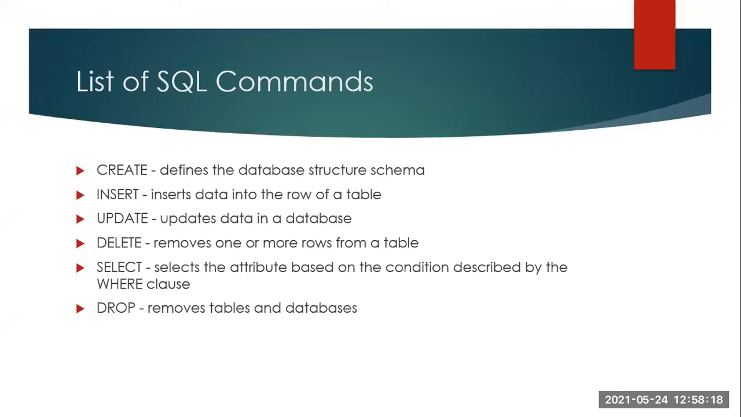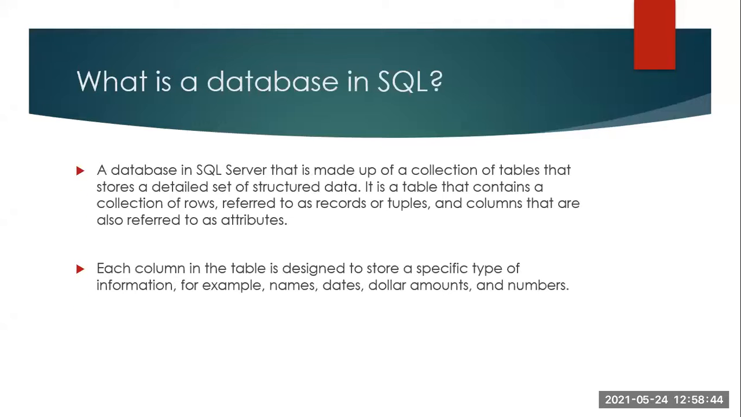And the last one, what is it? Drop. Drop means removes the table and databases here. You might get confused about the difference between delete and drop. Yes, there are a lot of differences, and the basic difference between drop and delete is this. Delete means only the record is deleted, the table will not be deleted. Drop means the whole table is there, the table will also go. Getting? So these are the commands.